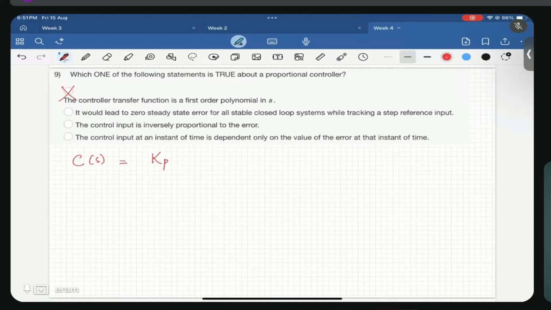The second is saying it would lead to zero steady state error for all stable closed loop systems while tracking a step reference input. So if you apply a step input and the plant is stable, it is saying that you will always get a zero steady state error. Is it so?